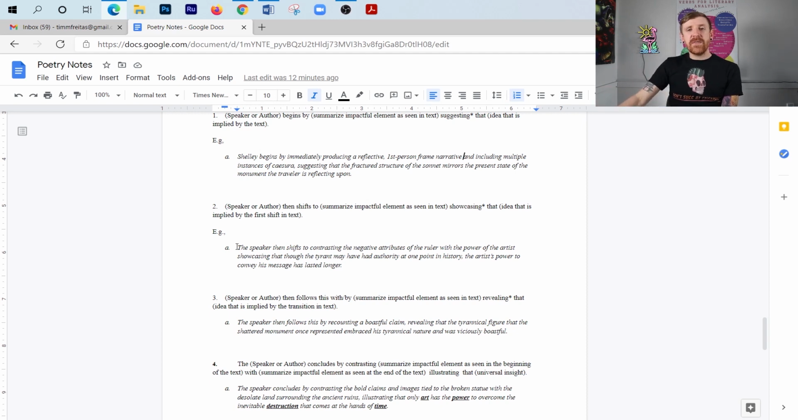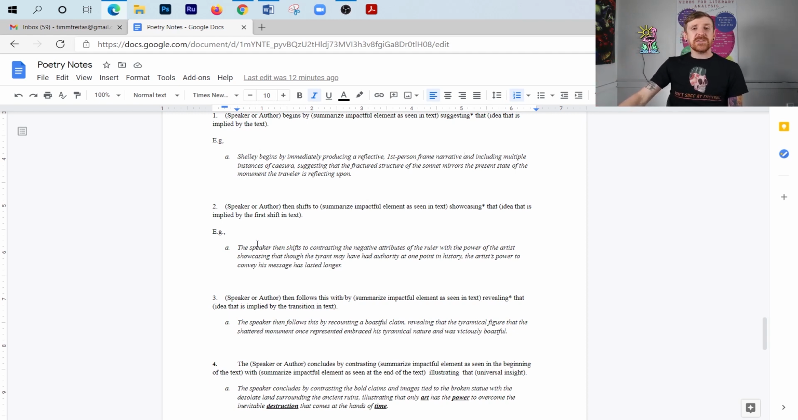And so because of that, the speaker is the one who might not be Shelley, right? The speaker and the poet are not always the same, right? The speaker is the one that is then narrating, so that speaker is going to be shifting. So that's why I changed the language a little bit. If you put Shelley there, is it okay? Yes, but it's not entirely accurate.